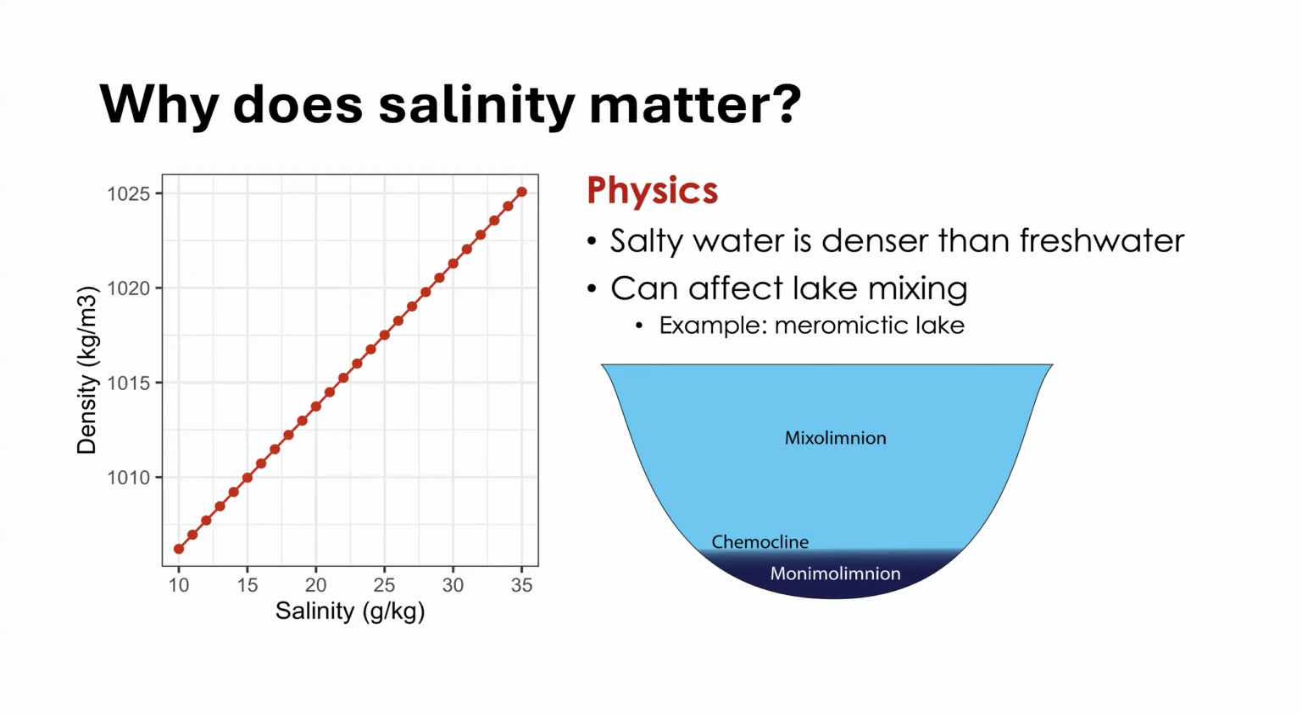And predicting when this might happen is pretty lake specific. It really depends on the shape of the lake, how much water's flowing in, and how big the lake is for mixing. So the actual concentration of when this might happen is different between lakes.